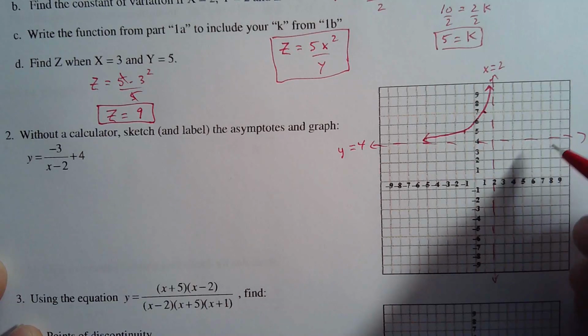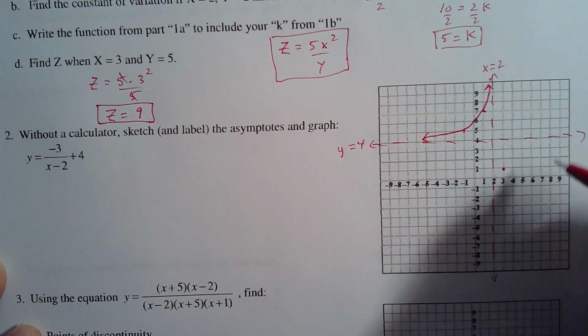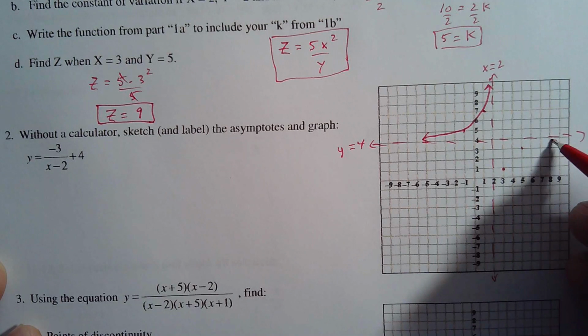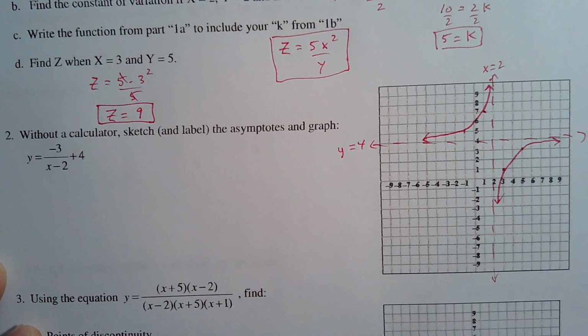And then there's the other piece. If you put a 3 in there, you get a 1, and if you put a 5 in there, you get a 3, and that's enough for us to get the second branch of our inverse variation. And that's as accurate as you need to be. Just get a couple of lattice points and you're good to go.